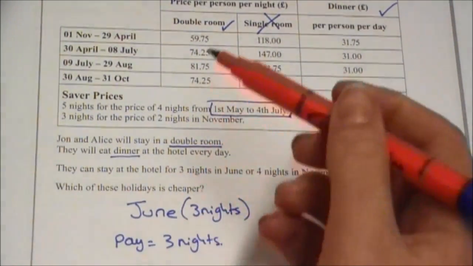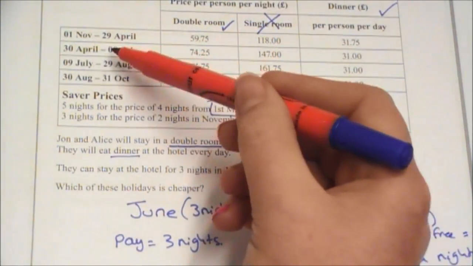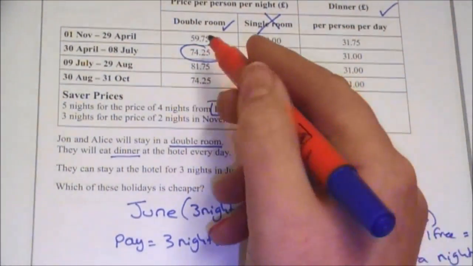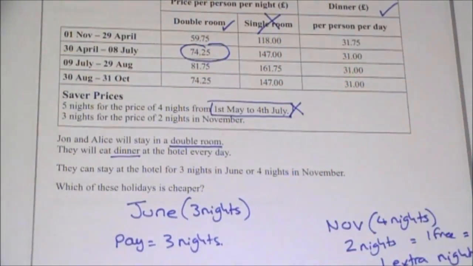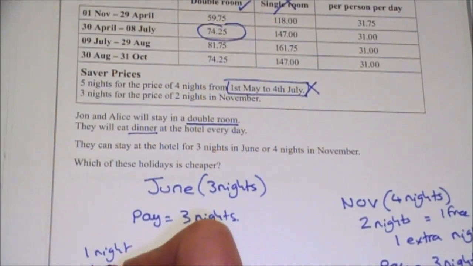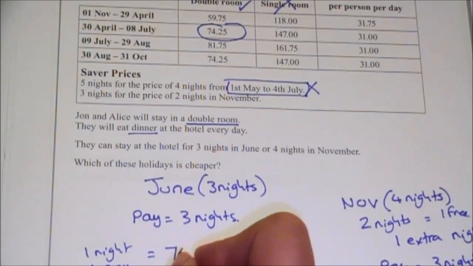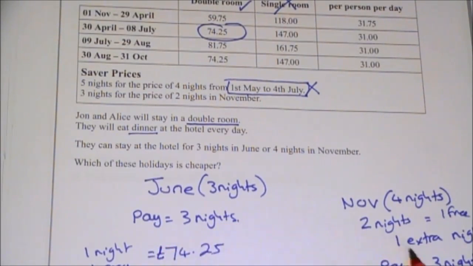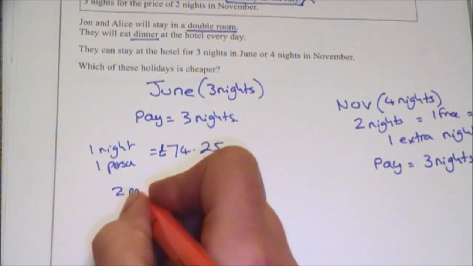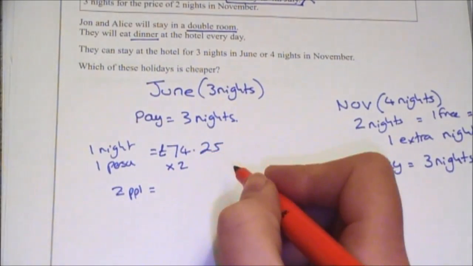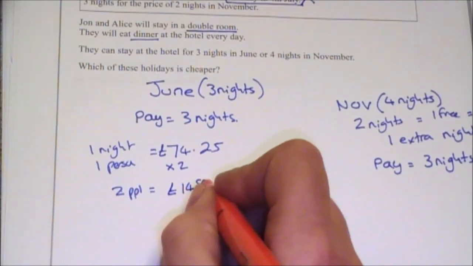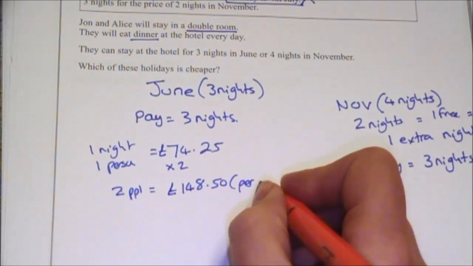Alright, now I need to look at the actual cost. So in June, I'm going to be travelling. That is here. I'm going to fall into this price range. So in June, it is £74.25 for a double room per night. So 1 night and 1 person equals £74.25. Now, I know that there are going to be 2 people, so I can multiply that by 2 to start with, and that will tell me that 2 people will cost £148.50, and that's per night.